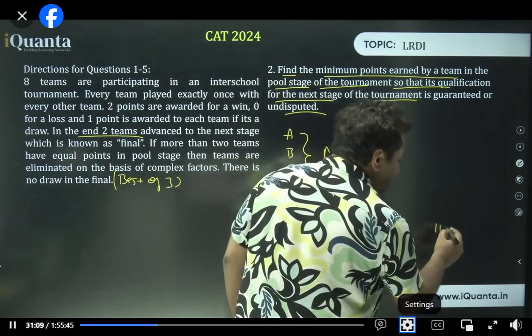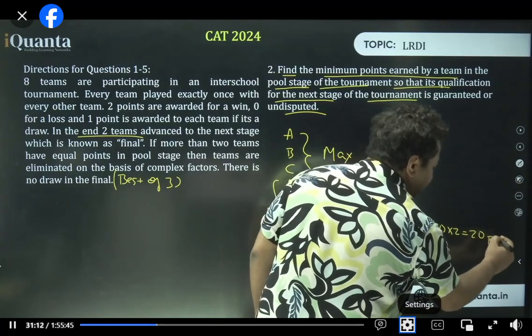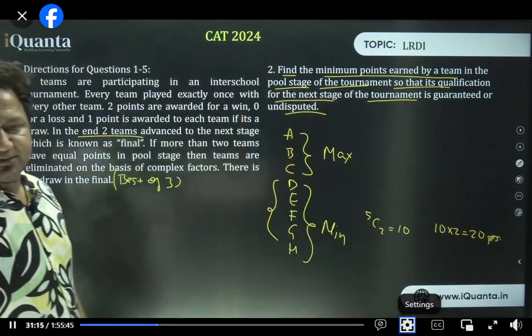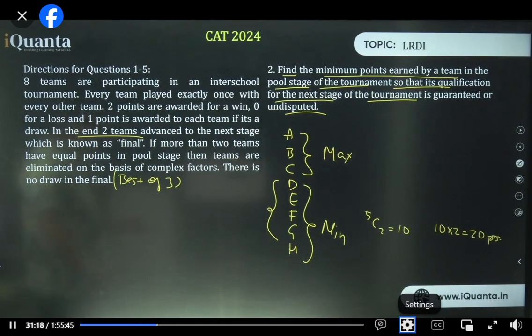And the number of points they would have scored will be 10 into 2, that is 20 points they must have scored. Because one win guarantees 2 points. That is the maximum points. That is the points they would have scored. Clear? So 20 points goes here.